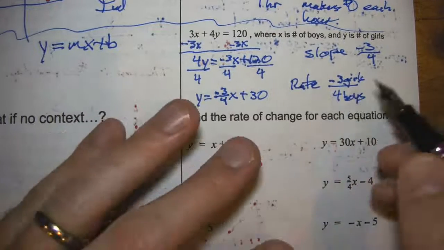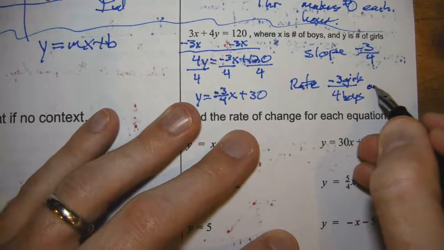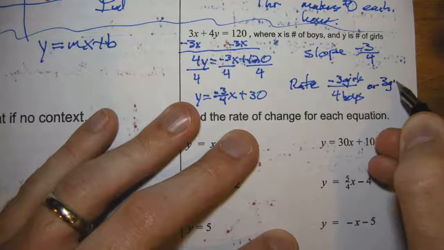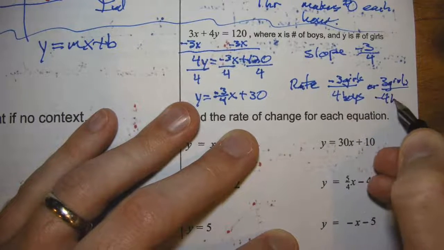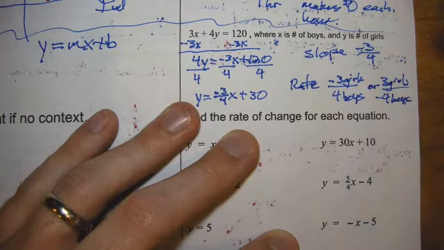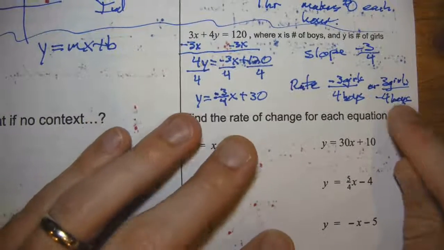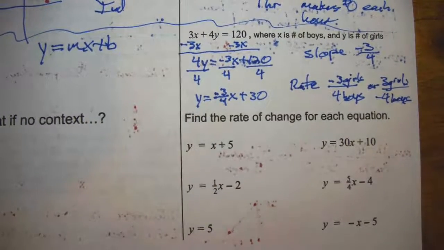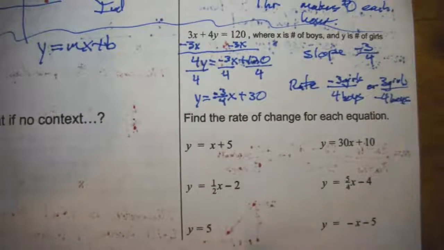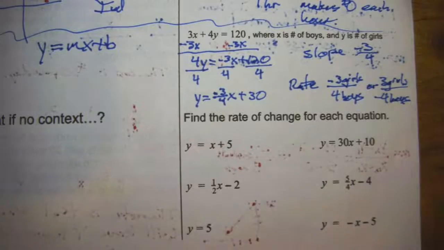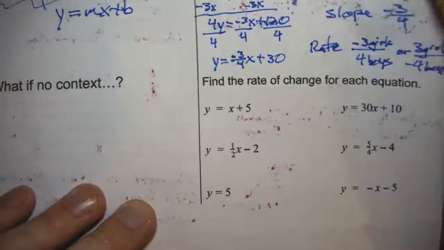Of course, we could rewrite that another way. We could write it as 3 girls for every negative 4 boys, and it would mean the exact same thing. So if 3 girls do show up, that means 4 boys don't, and that's fine. But again, slope is just a number, whereas rate of change is where we're going to start putting context to it. So notice this next one says find the rate of change for each equation.